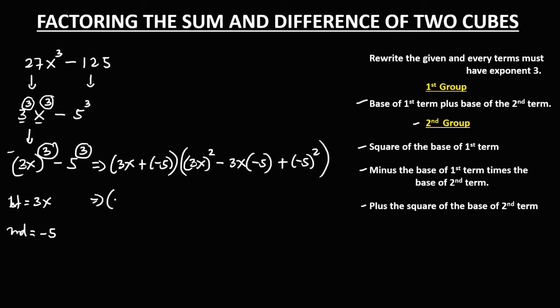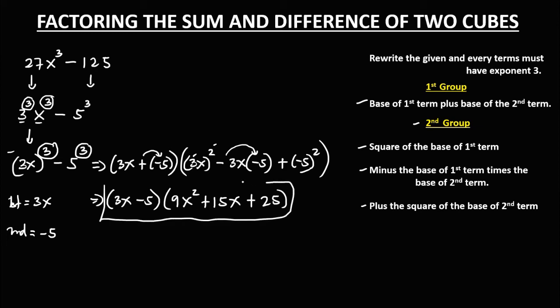Then simplify. So we have now 3x, this positive and negative, that's negative 5. Then times this 3 to the power 2, this one is 9, then x to the power 2. Then this negative 3x times negative 5, negative times negative, this one is positive, then 15x. Then plus the square of negative 5. So negative 5 times negative 5, this one is positive 25. So these are the factors of this equation.